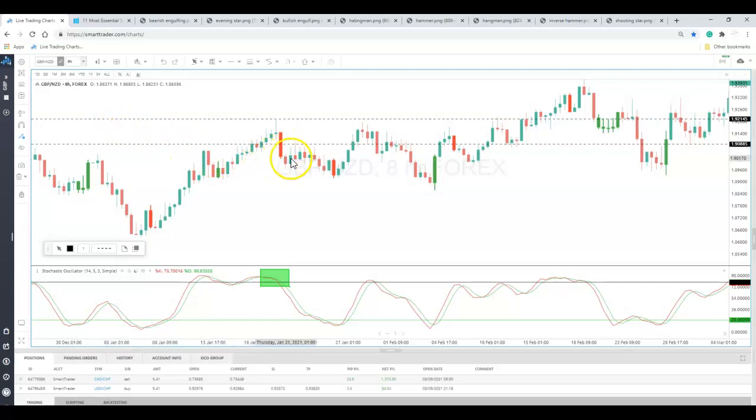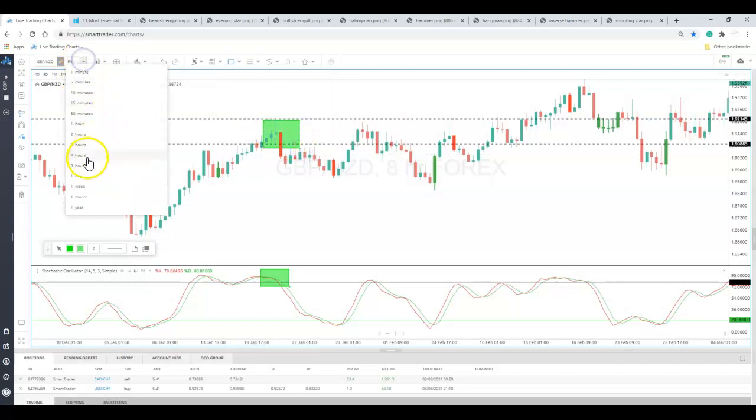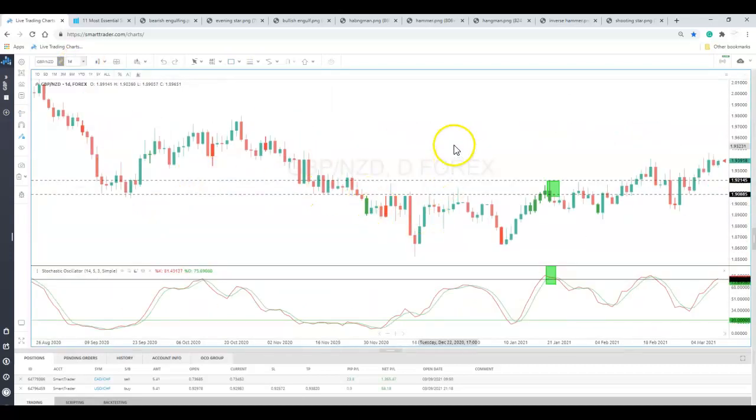Okay, so if I took this trade after the retracement, or even if I took the trade after the next candle, this still is about a 135 pip move. Okay, so let me look at the daily chart and see if there's anything on a daily chart that can help me with this trade.